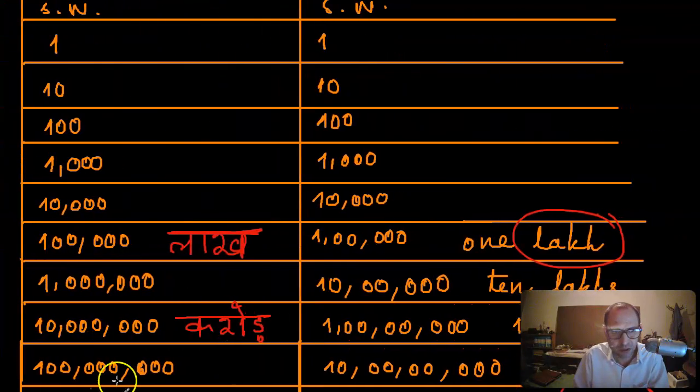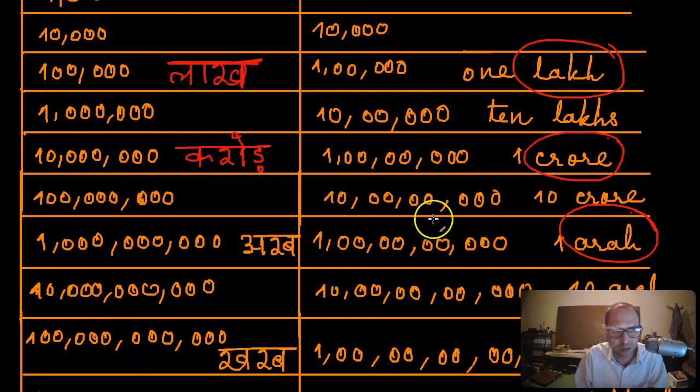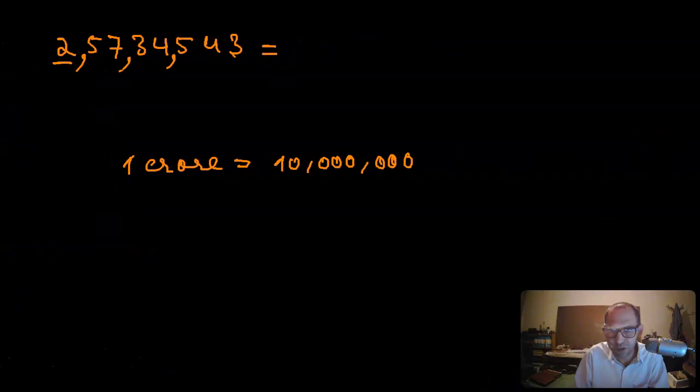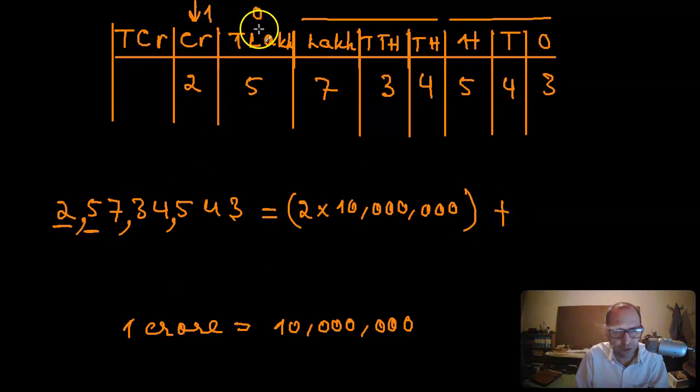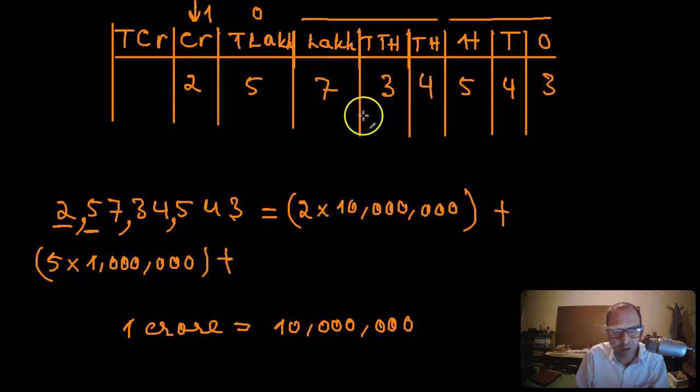And previously we said that essentially 1 crore is the same as 10 million, right? Which means that this place value would be a 10 million. So that's 2 times a 10 million. Right? And then you have the 5, which is in the 10 lakh place value. So if this place value is a 10 million, then the next place value would be a million. So that's 5 times a million. Then the 7 over here is in the lakhs place value. So the lakh is 100,000. So that's 7 times 100,000.